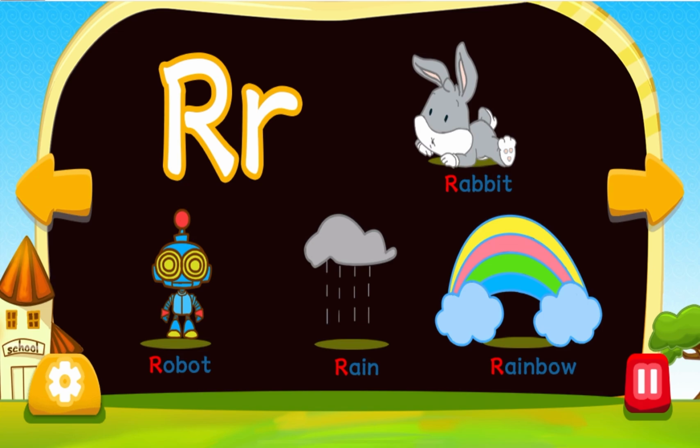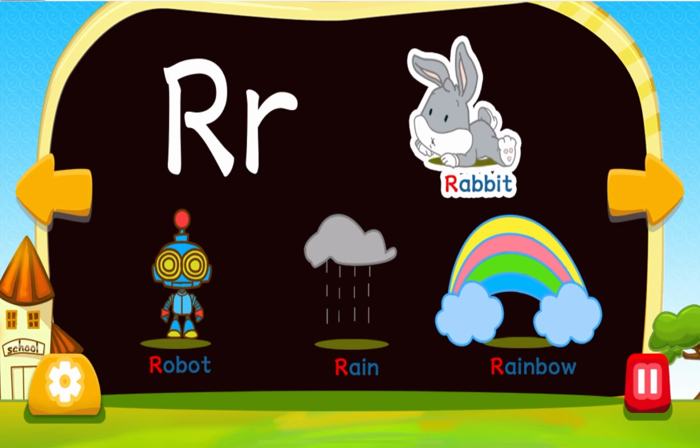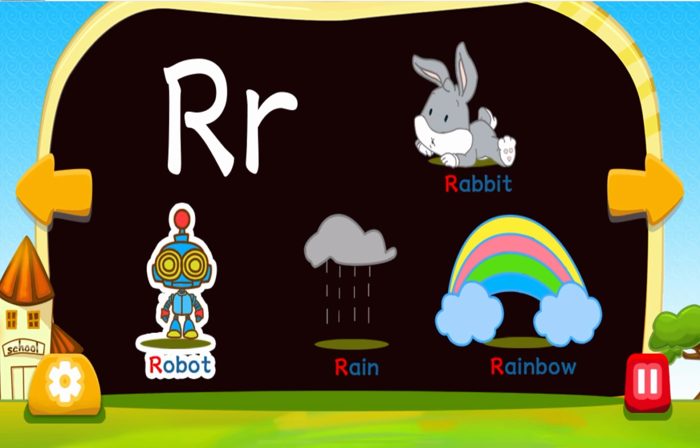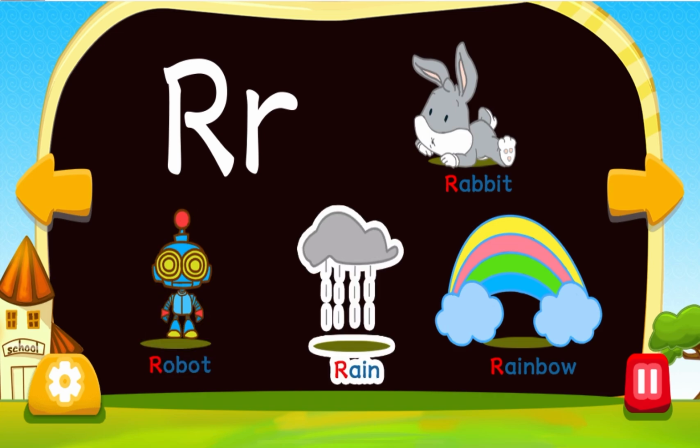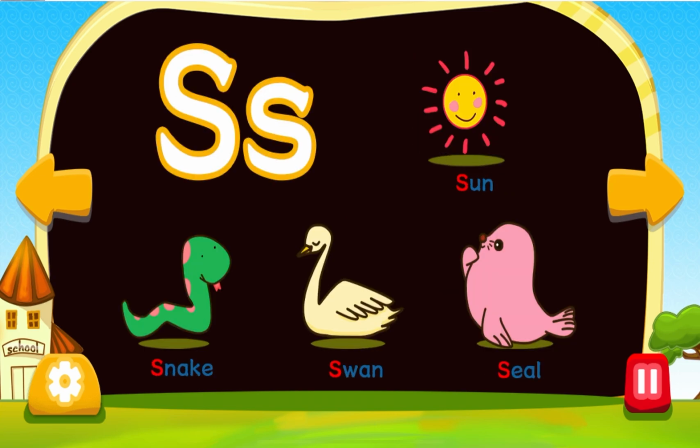This is the letter R. Sound of the letter R. R. Point and say. Rabbit. Robot. Rain. Rainbow.